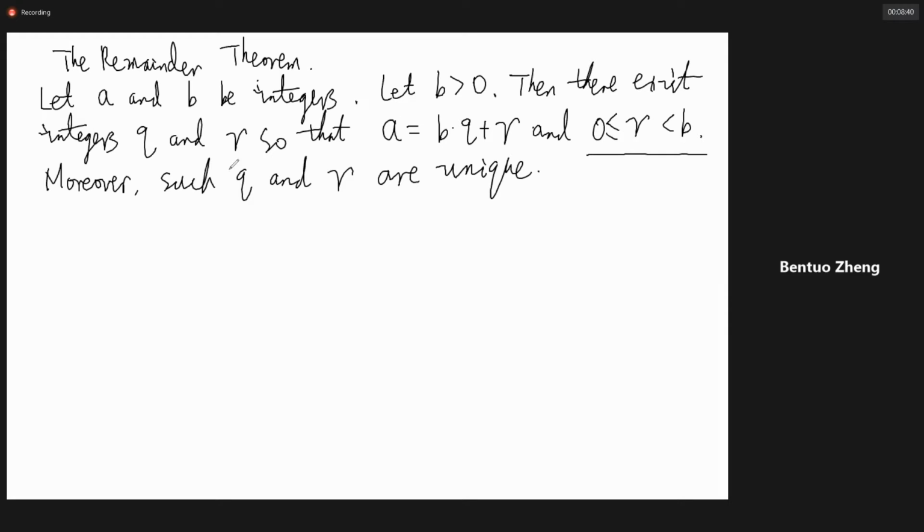Okay, so today we're going to talk about a very famous theorem called Bezout's theorem, which says that the greatest common factor of two integers can be written as a linear combination of these two integers. So before we state the theorem, let's first look at the definition of linear combination.